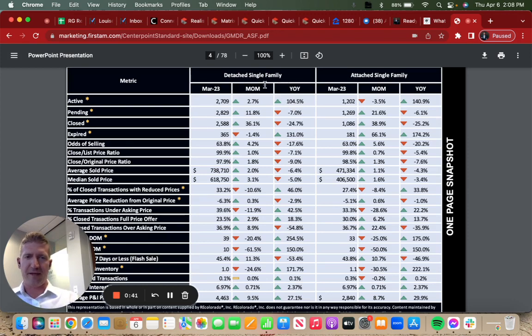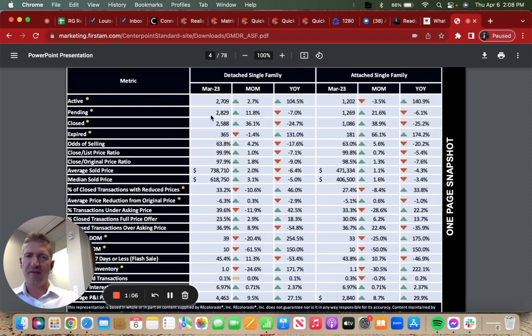And there's two main categories here: detached single family homes, so that's your traditional freestanding home, versus attached, which is going to be condos, townhomes, multifamily properties. We're going to focus on the single family home. So in March, there were 2,700 properties on the market. That's an average of every single day in March, so an average of 2,700 homes on the market.